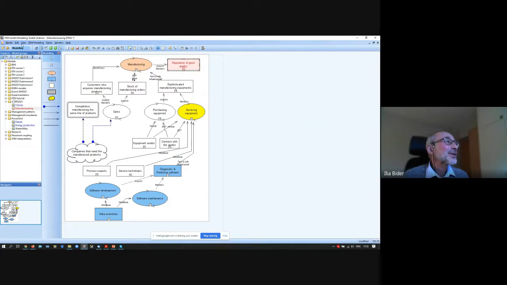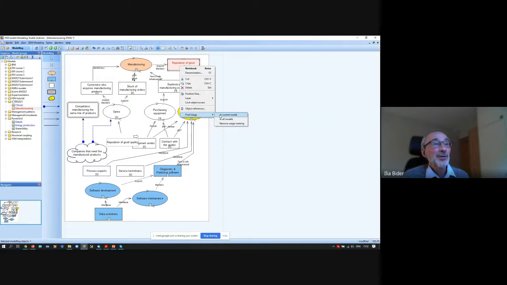If we need to repeat this element once more, we choose this element and go to create ghost for selected, and we placed it here. So we can have ghost and we can connect it in another way over here. And we can go from ghost to the original, and we can find all occurrences, for example, in current model. So we have duplication, and we can find these elements, and it can be used in the same model, or it can be used in a different model.